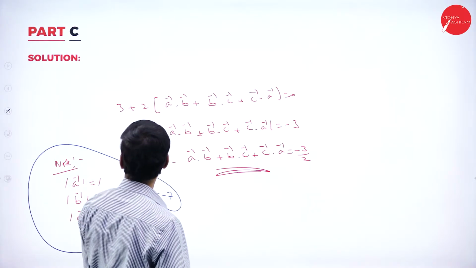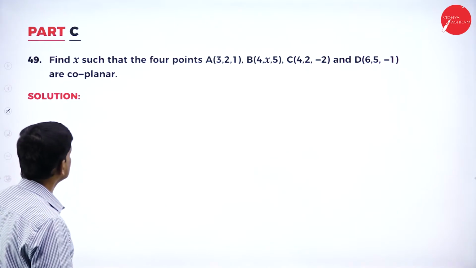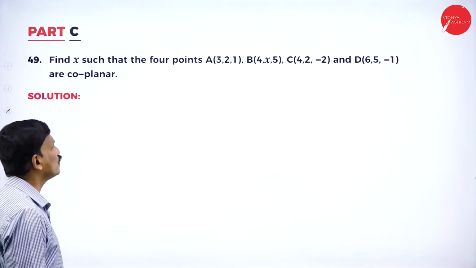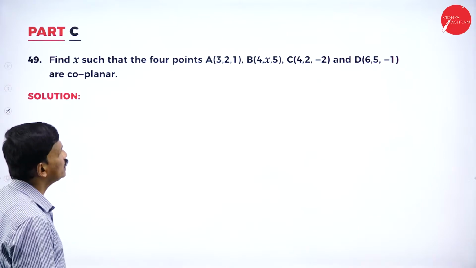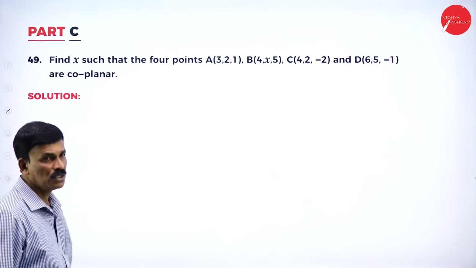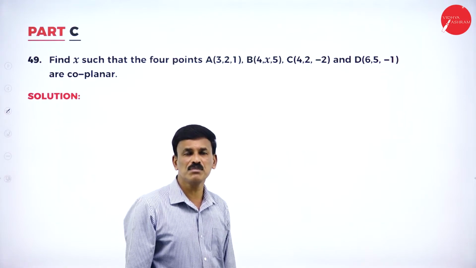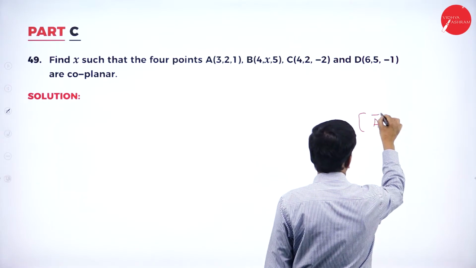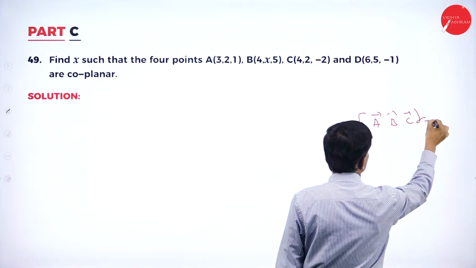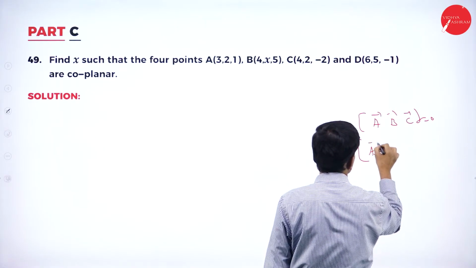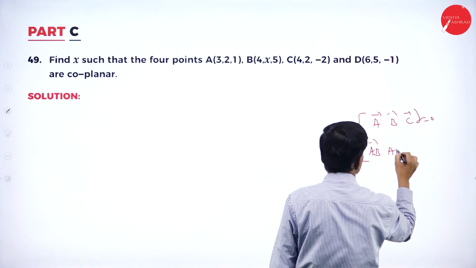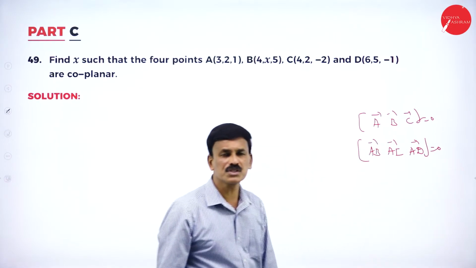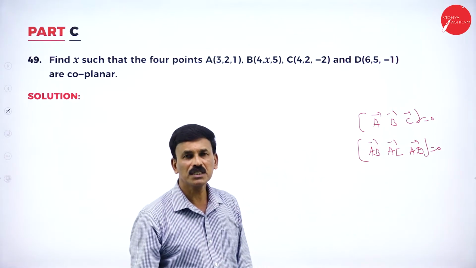Now let us come to the next problem. What is the next problem? Find x such that the 4 points A (3, 2, 1), B (4, x, 5), C (4, 2, minus 2) and D (6, 5, minus 1) are coplanar. You might have studied that 3 vectors are coplanar if and only if their box product is equal to 0. So here, instead of a, b, c we are going to write vector AB, vector AC and vector AD. If the box product is equal to 0, then the vectors are said to be coplanar. That is nothing but a dot b cross c.